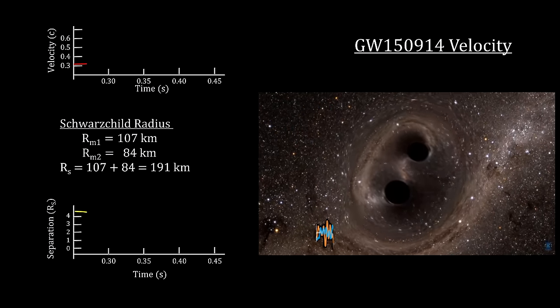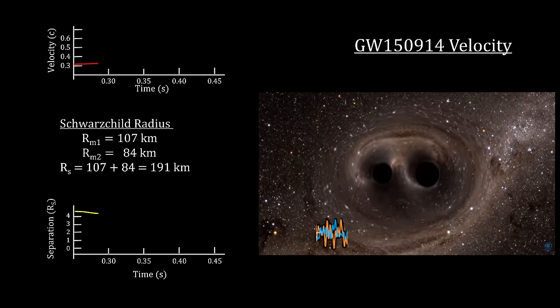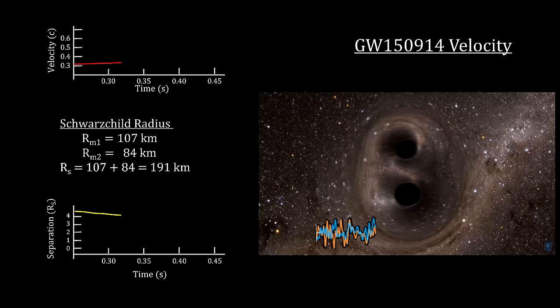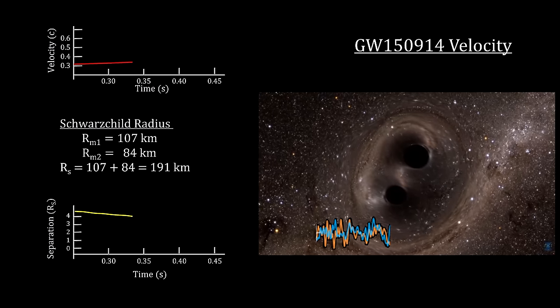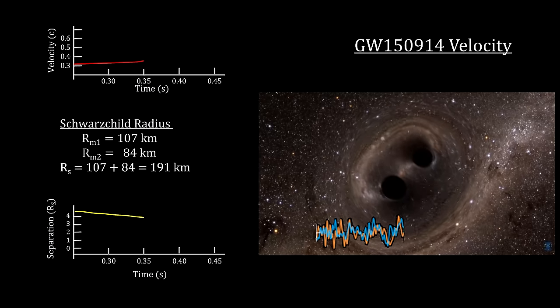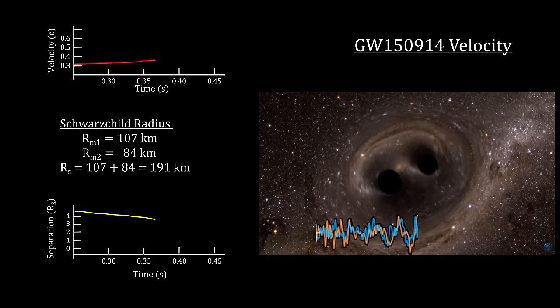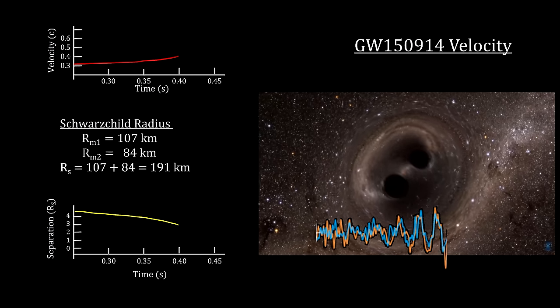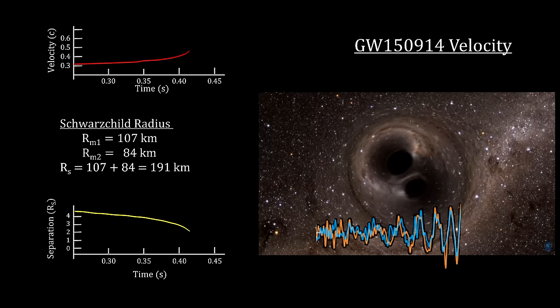During the last 200 milliseconds of their in-spiral, the orbiting velocity of the black holes increased from 30% the speed of light to 60% of the speed of light. Over the same period, the distance between the two black holes went from around 1,000 kilometers to just under 200 kilometers when their event horizons made contact.